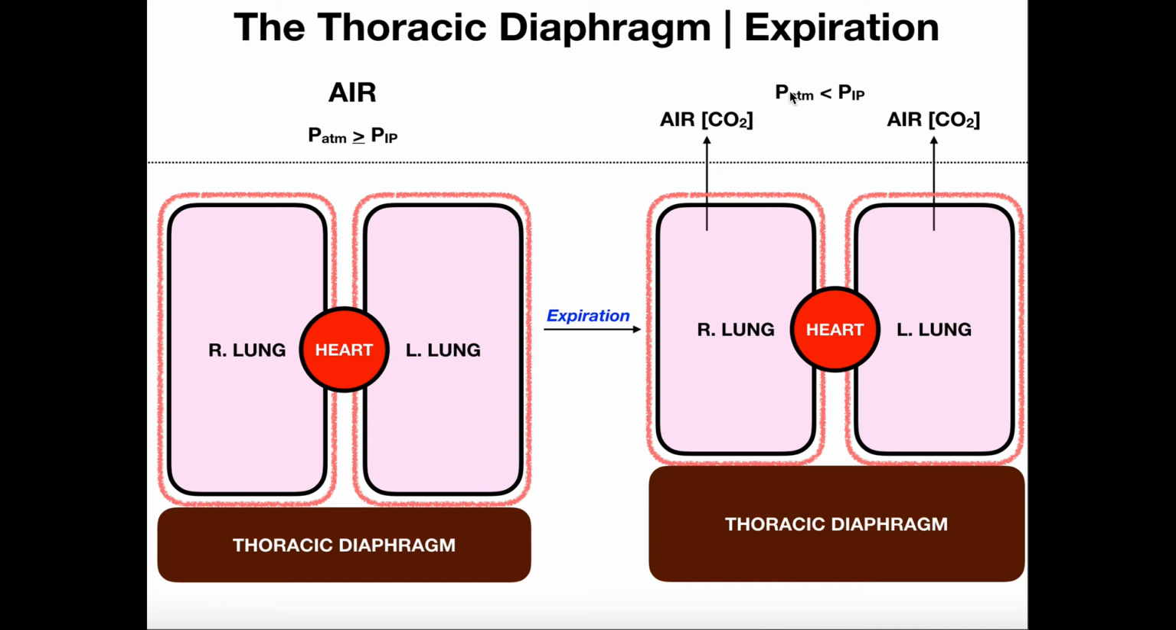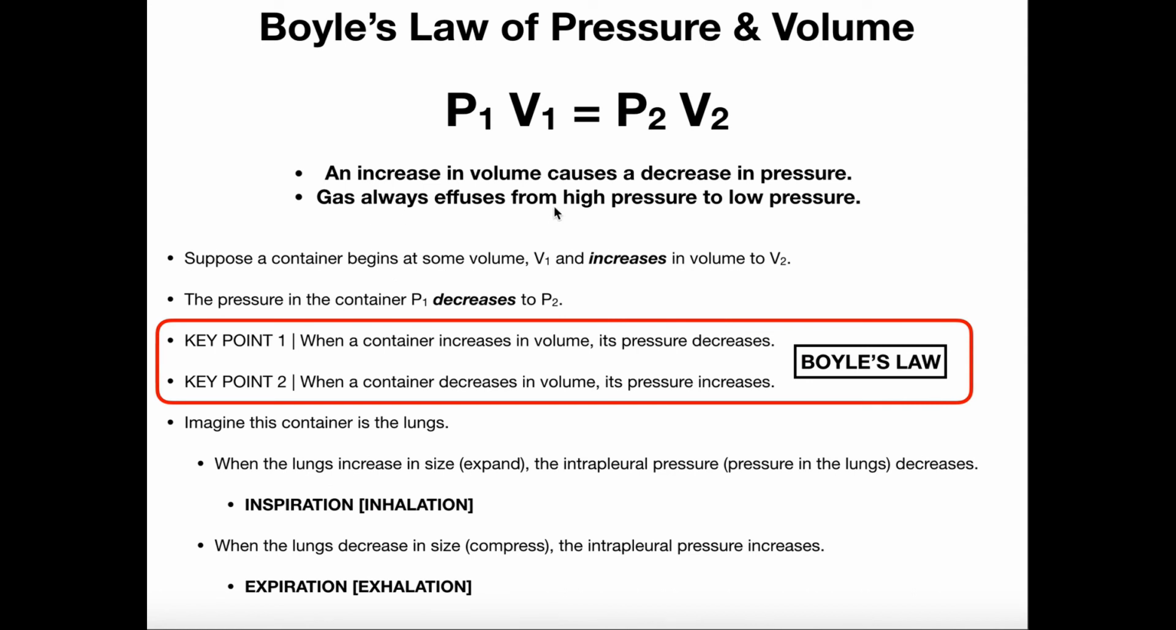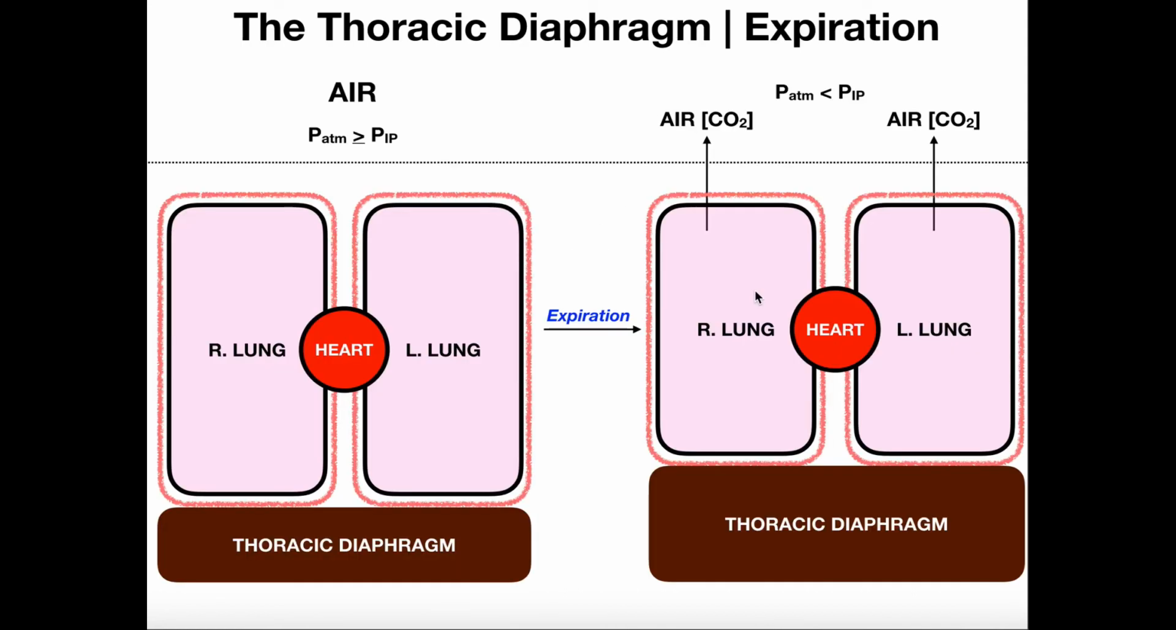Remember, you can't change atmospheric pressure. It is 760 millimeters of mercury. So when you expire and you bring the pressure back up, it's going to go up to about 761 millimeters of mercury. So therefore, inside the lungs, the intrapleural pressure will be about 761. Out here, it's going to be 760. And so according to that rule, gas always effuses from high pressure to low pressure. Gas or air will move from inside the lungs, where the intrapleural pressure is about 761, out into the atmosphere where it's 760. And that's how you expire.